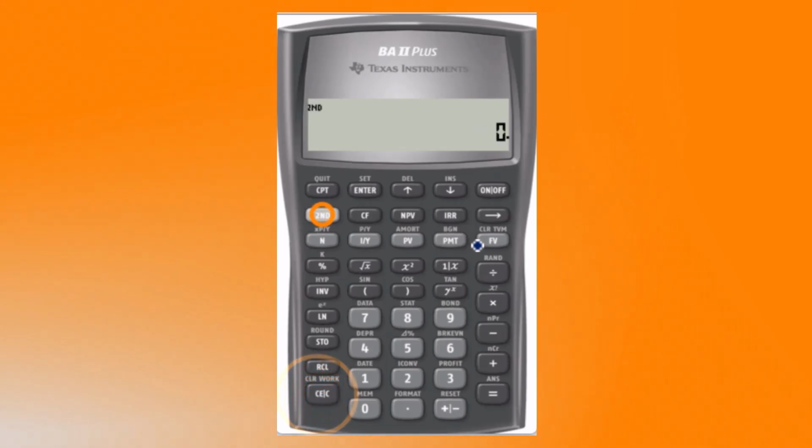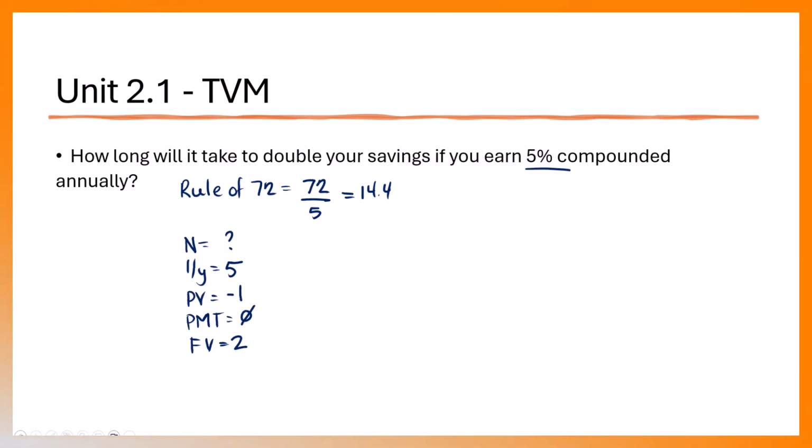Clear time value of money. 5 for IY. Negative 1 for PV. 0 for payment. 2 for FV. Compute N. The exact number of years is 14.21.